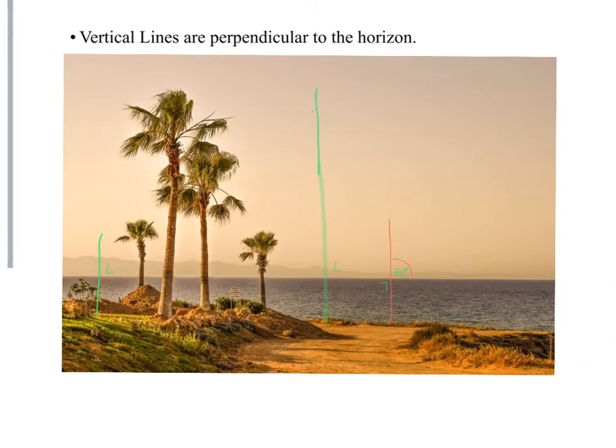The last thing I wanted to do before we finish the video is to look at the 4 palm trees here. 3 of these palm trees are vertical and 1 of them is not. So what I want you to do is pause the video for a second and try and identify which of those palm trees is not vertical.